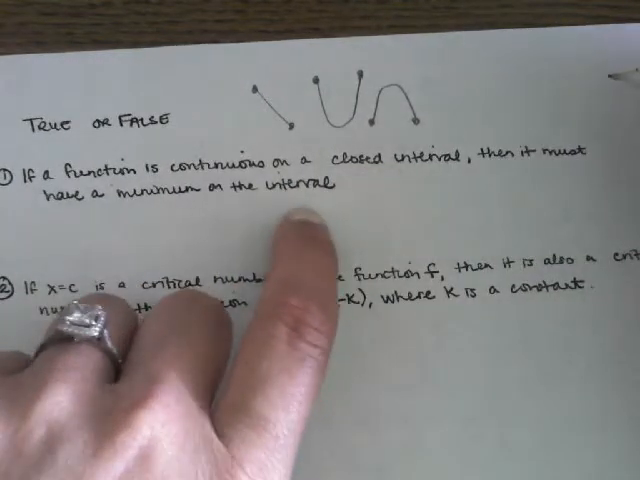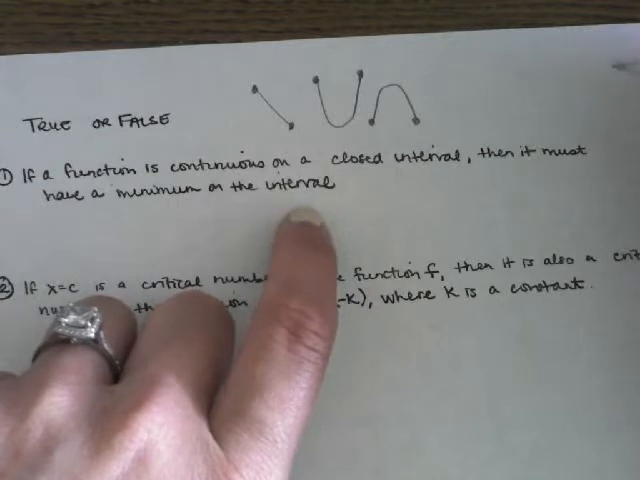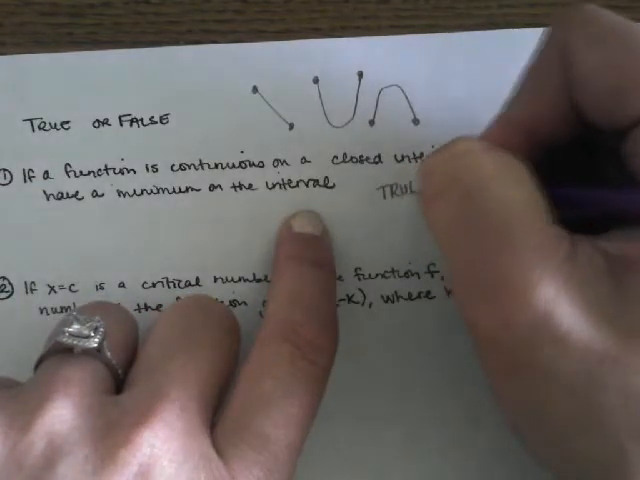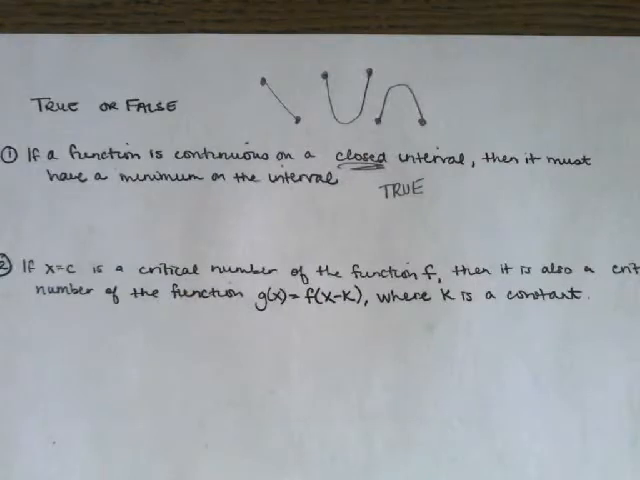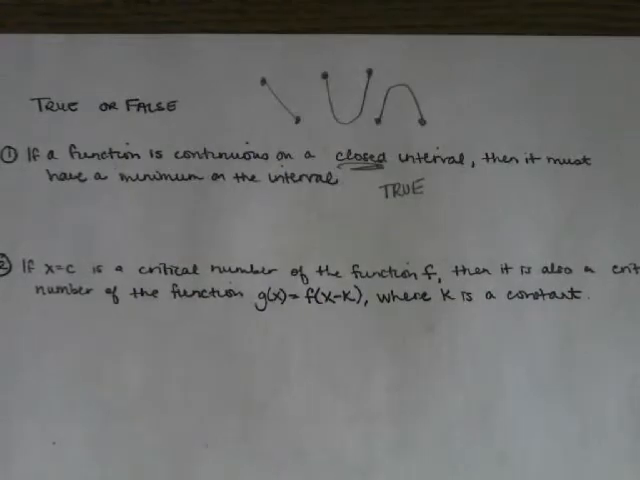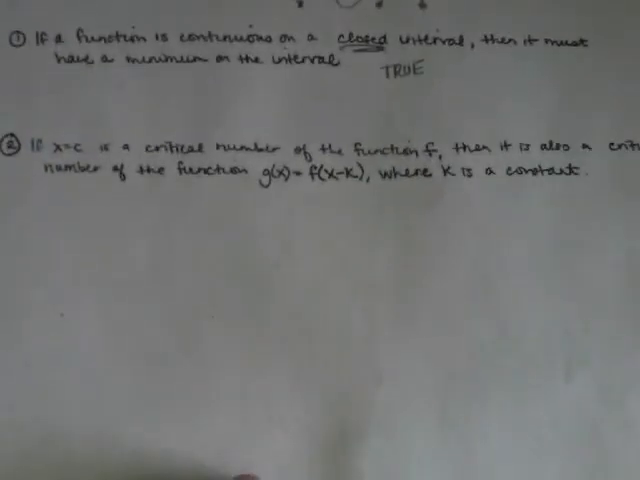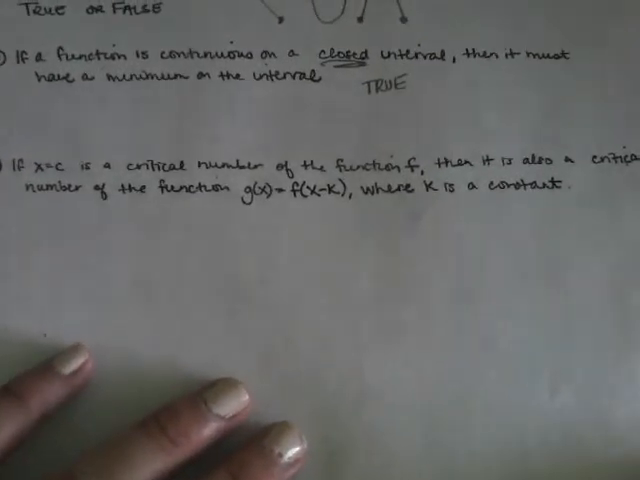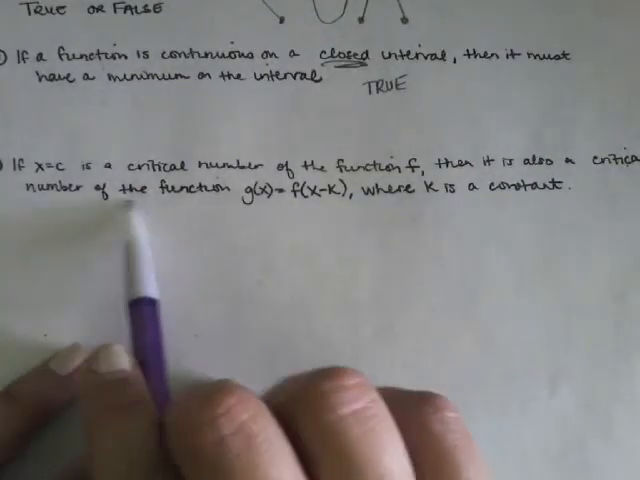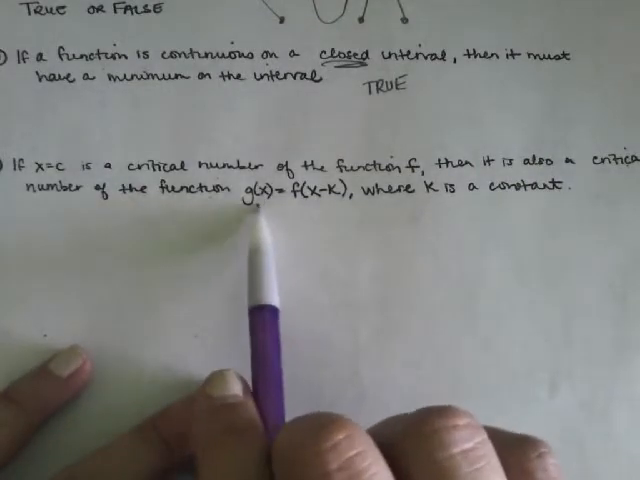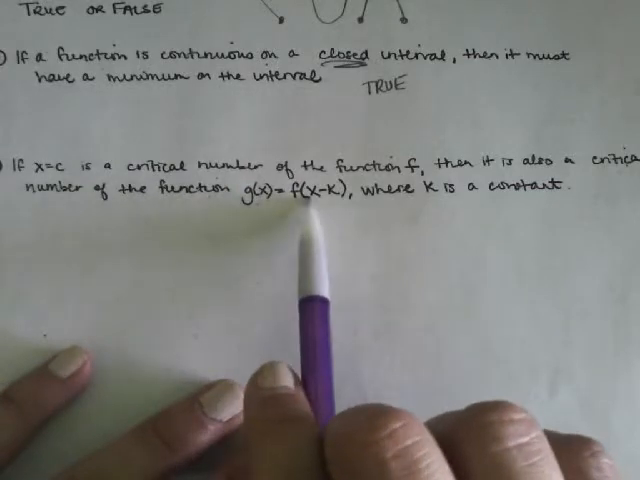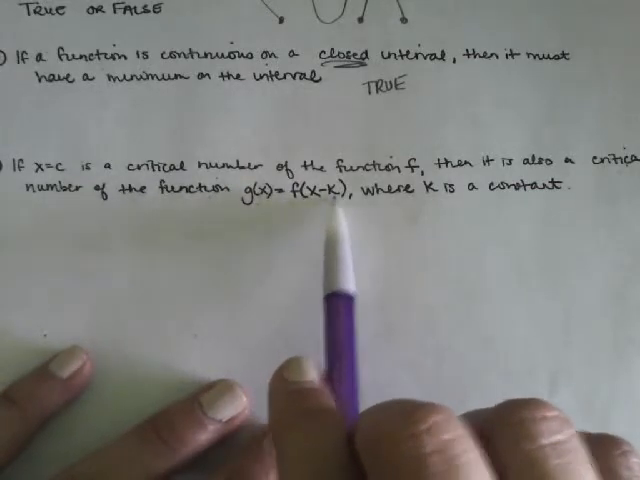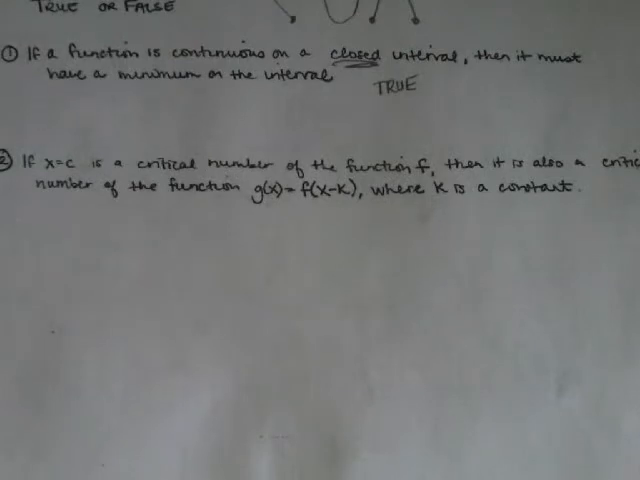If x equals c is a critical number of the function f, then it is also a critical number of the function g of x, which is equivalent to f of x minus k, where k is a constant. So let me ask you this. Let's take a function f, and let's graph it so it has a critical number at c. Right? Agreed? That is a critical point at c, with a slope of 0.